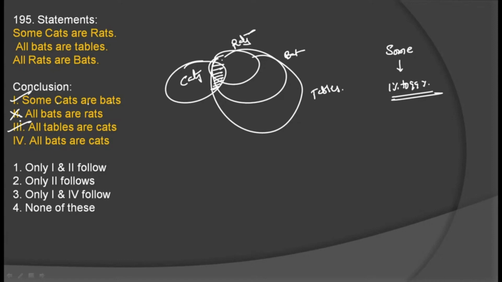All bats are cats. So again there is some intersection. The answer you can choose is only 1 and 3 follow. Or you can choose none. Guys, all tables are cats is also invalid. Sorry, invalid. Only one follows. Only one option means you can choose none of these. Why? Because there are no particular options. That's why we can choose none.